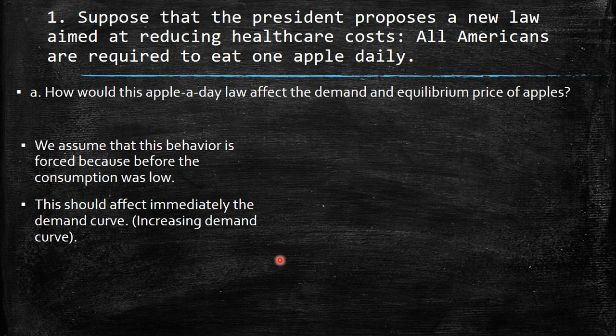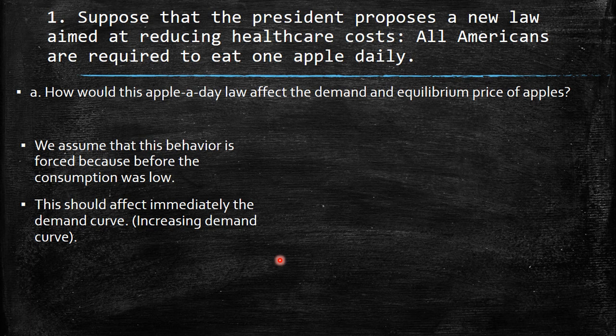Remember, the exogenous events that affect a curve will make this curve shift to the right or to the left depending on the situation. If it increases, it goes to the right. If it decreases, it goes to the left. That's the case here: the consumption will increase, so the demand will automatically shift to the right.